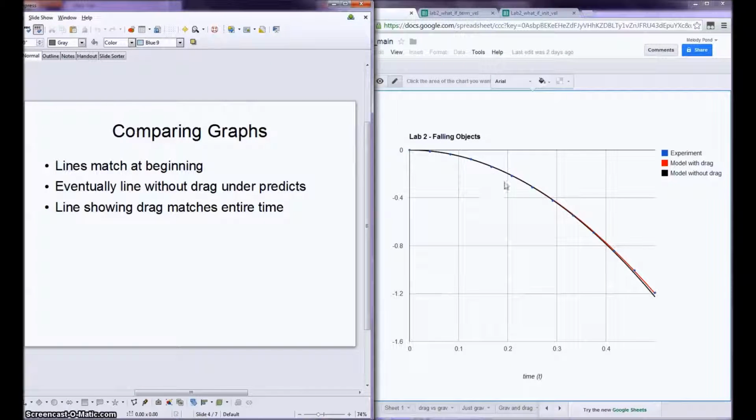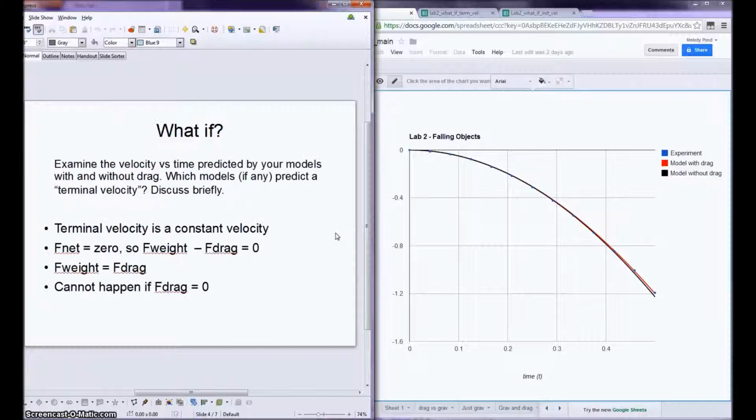We see that all three lines agree at the beginning, but the model without drag starts to overpredict the motion of the object towards the end, while the model with drag matches the data throughout. This means that the model with drag is a better fit for the data than the model without drag. Now at this point you may be wondering about the concept of terminal velocity. Terminal velocity is a constant velocity that happens when the weight force is equal to the drag force.